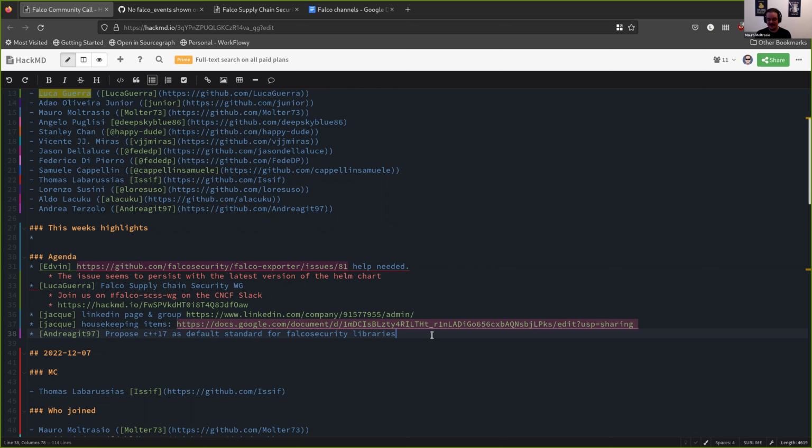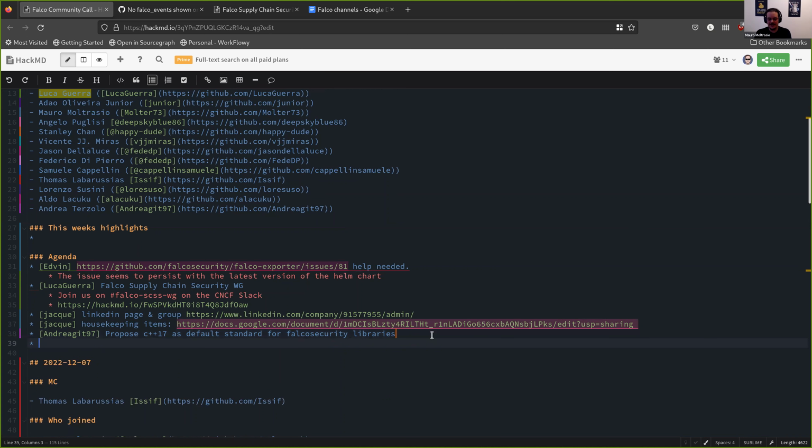Yeah, personally for StackRox, we build the libraries as part of our product with, I believe, basically a CentOS 8 or UBI 8 image, which should have GCC 8, I think. I have to check. So I don't think it's an issue for us. I'm pretty sure GCC 8 supports C++17.